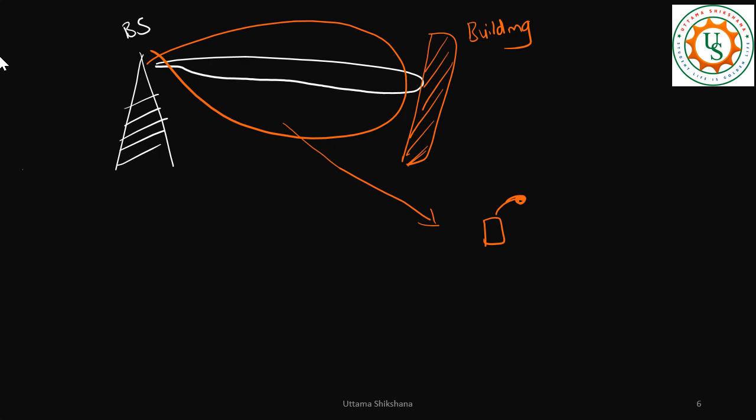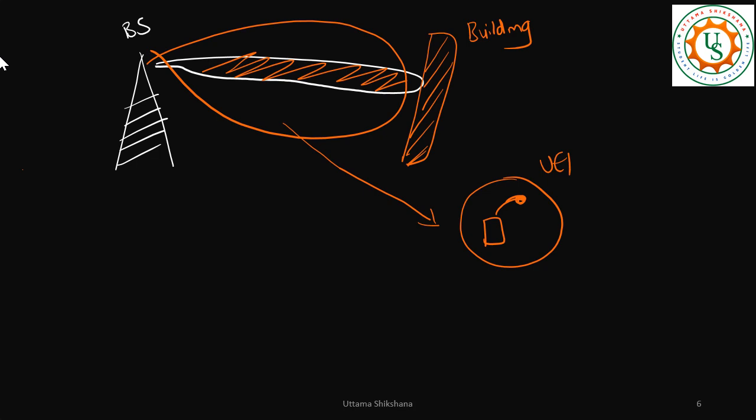But with this narrow beam, since it is focused and not spread in many directions, it will hit the building, and we see in this case that the signal does not reach this particular UV. This is one disadvantage. There would be a lot of obstacles to this narrow beam, and it will not reach many remote areas. In that case, what should be done?